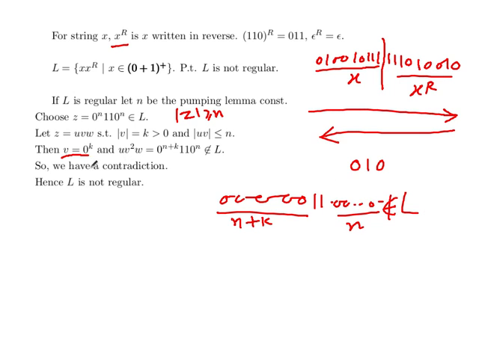So that means we have a contradiction, and because we assumed that L is regular, it should satisfy the pumping lemma, but it's not satisfying the pumping lemma. That means this assumption is not correct, so L is not regular. Okay. Done. Okay, so let's move to the next problem.